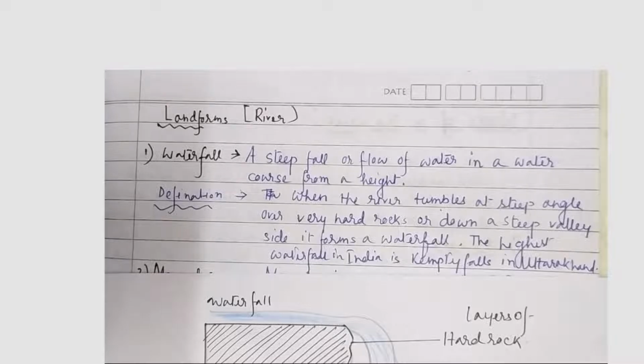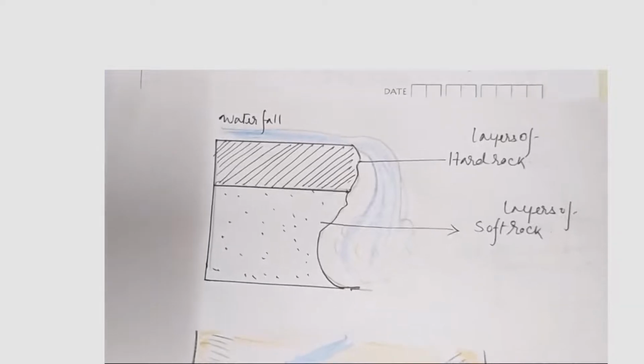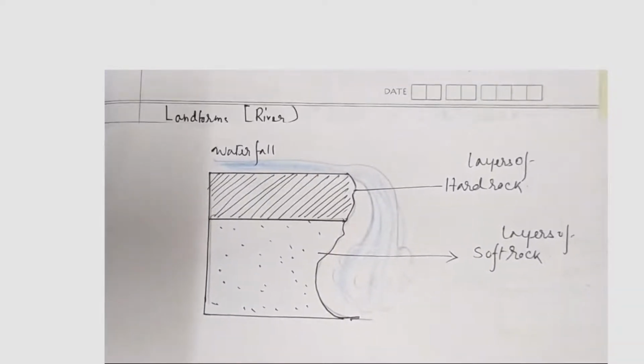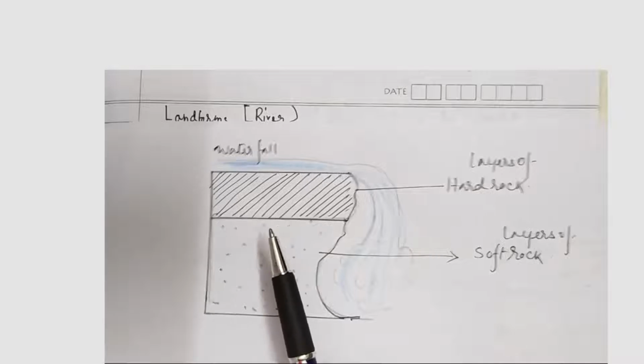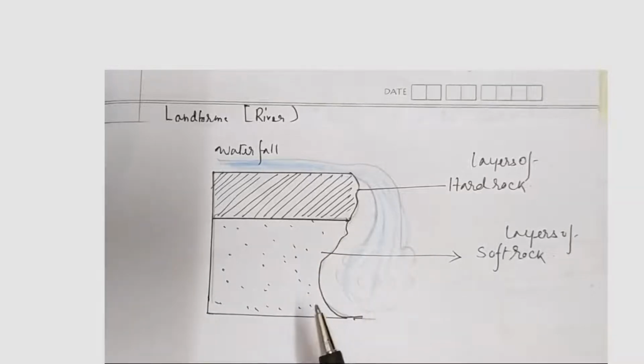So now the first landform created by the action of a river is the waterfall. The steep fall or flow of water in a water course from a height creates a waterfall. According to your book, when the river tumbles at a steep angle over very hard rock or down a steep valley side, it forms a waterfall. The highest waterfall in India is Kempty Falls, located in Uttarakhand. Look at the diagram of a waterfall: a layer of hard rock and a layer of soft rock. Obviously the soft rock is eroded by the river.